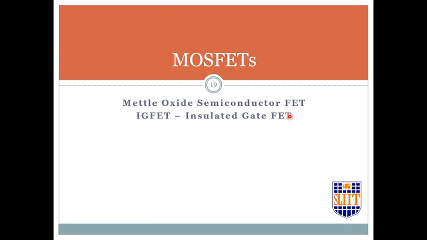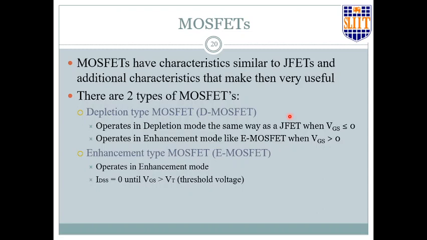Now, MOSFETs. MOS stands for metal oxide semiconductor, also called IGFETs, insulated gate field effect transistors. There are two types, and the characteristics are more or less the same, we will look at that. The two main types of MOSFETs, as we already talked about, are the depletion type MOSFET and the enhancement type MOSFET.